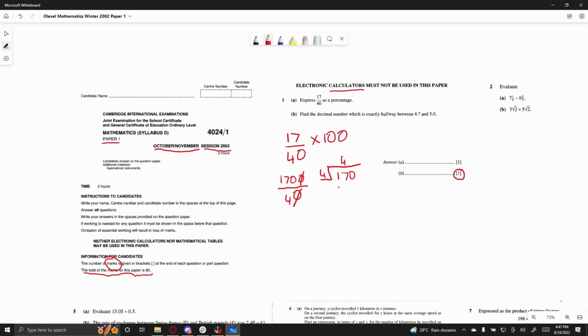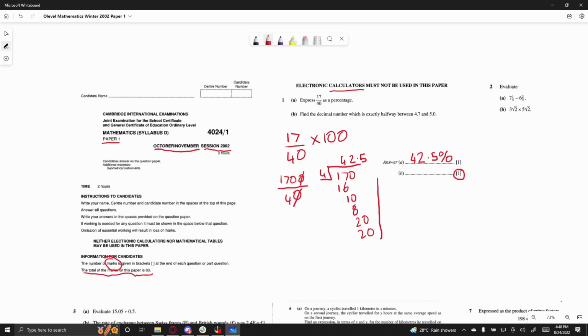4 4s are 16. That leaves us with 1. We carry the 0. 4 2s are 8. That leaves us with 2, and then we can add a decimal point here and add a 0 here. We can add a million zeros here if we wanted after that decimal point. For the most part, 4 5s are 20, and so we have our answer, 42.5%. All right, so far so good.